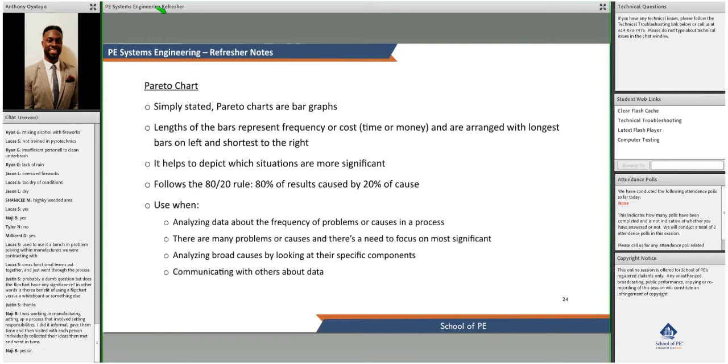All right. So if we're looking at the first 1, 2, 3 of those bars, that's going to tell us where we could focus our attention, our time, and efforts to significantly reduce a lot of the issues that we're seeing. So when do we want to use these Pareto charts? Analyzing data about the frequency of problems or causes in a process. Maybe there are problems or causes, and there's a need to focus on the most significant, which obviously the chart's going to highlight. We might be looking at broad causes, and we want to look at the specific components of those broad causes. And then again, we want to communicate with others about the data.